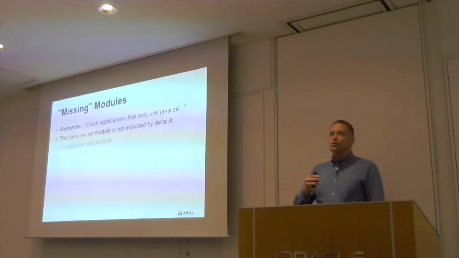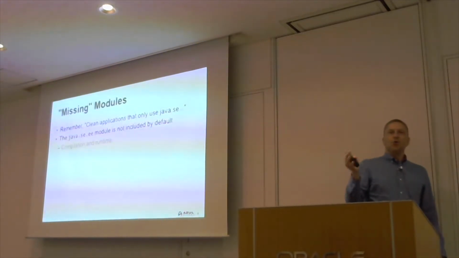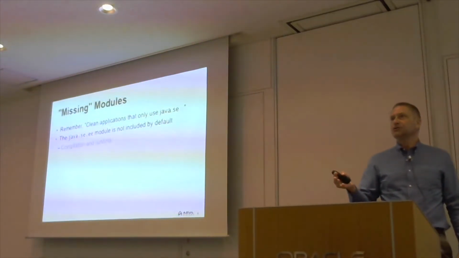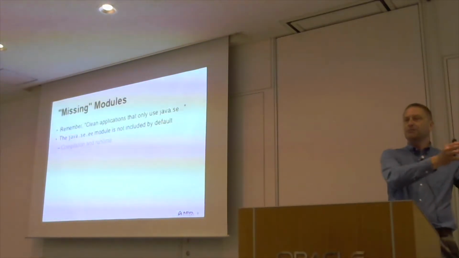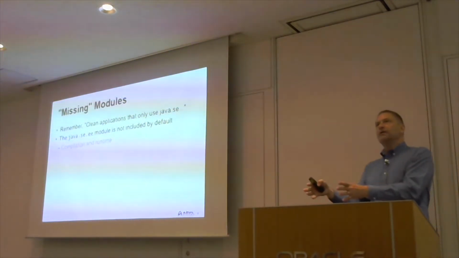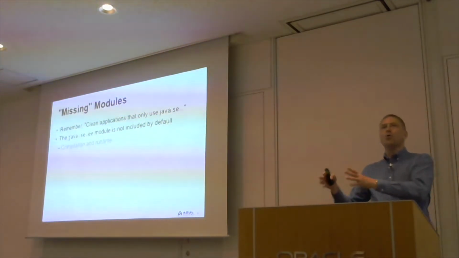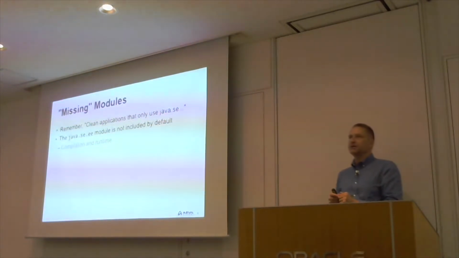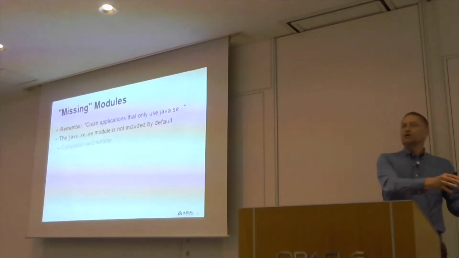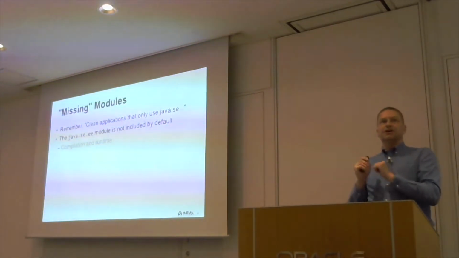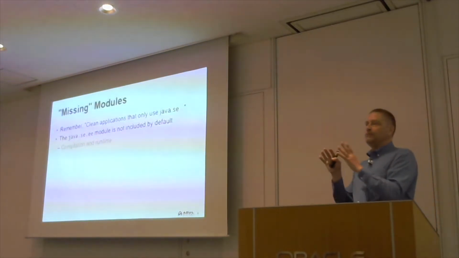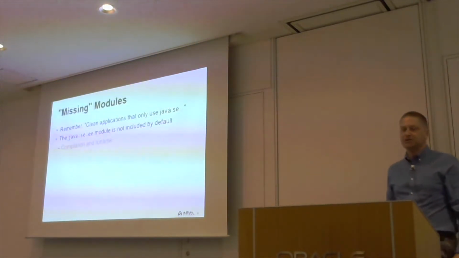That means that if you've used any of those APIs, when you try to run your application on JDK 9, even though it's being compiled on JDK 8, it won't run, because the JVM won't be able to find the packages you need. You can take your source code and try to compile it on JDK 9, and it won't compile, because the compiler won't find the packages it needs.